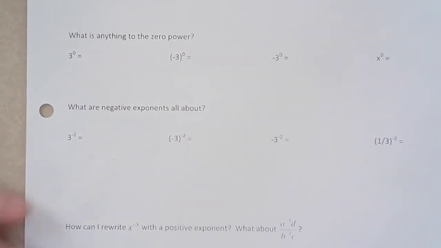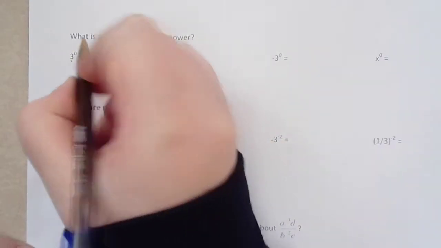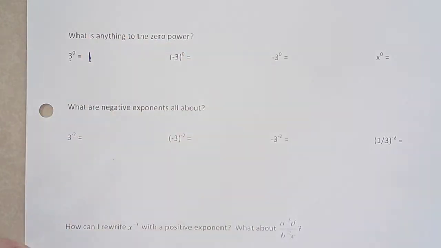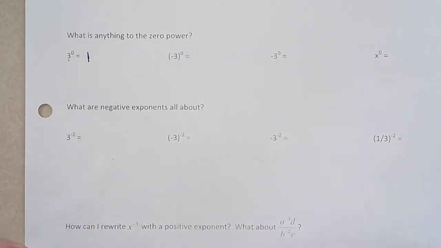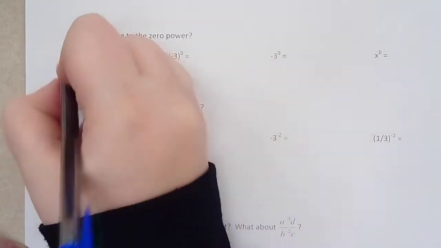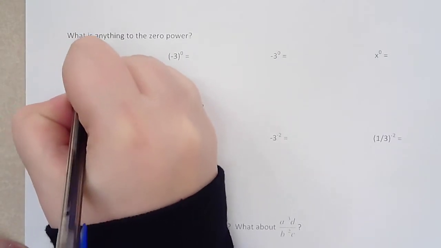So today's lesson is more specific about negative powers. But before we can understand negative powers, we also have to understand things to the 0 power. So I want you to think of it this way. 3 to the 0 power is 1. I can prove that with a calculator right now, but it doesn't make much sense as to why that's true. Well, if we think about 3 to the 1, we know that's 3.